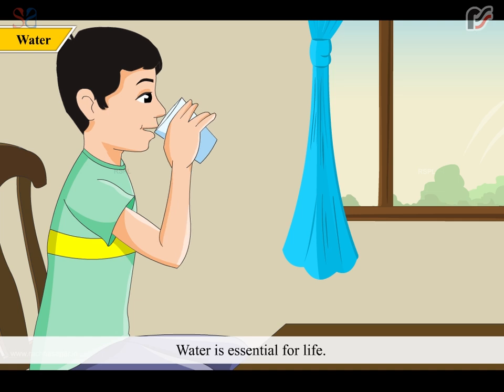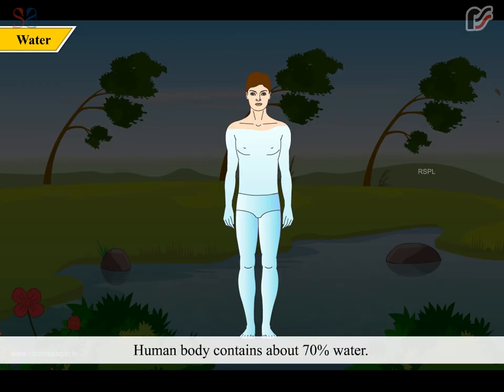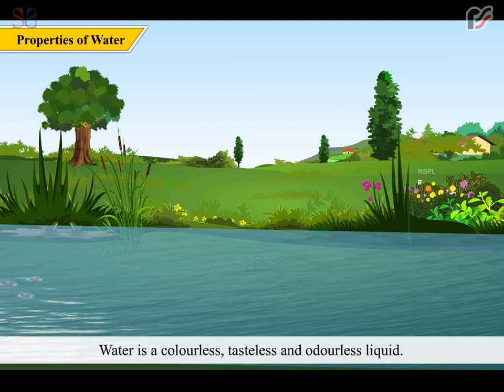Water. Water is essential for life. We cannot live without it. Human body contains about 70% water. Several life processes essential for living organisms need water.